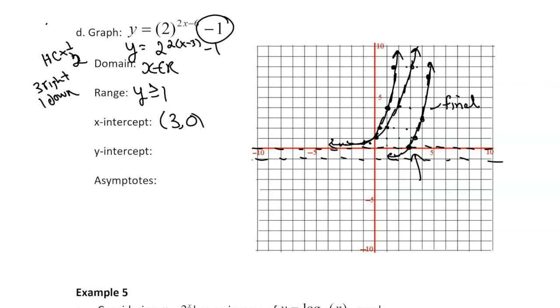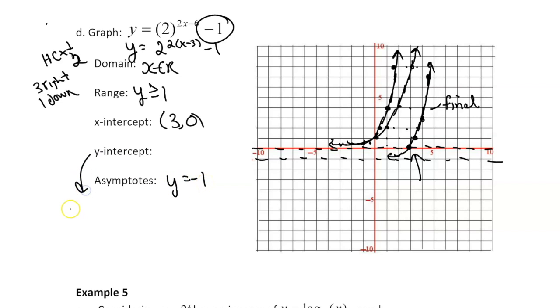It's right there. Now, if you subbed in 0 for y and you did the algebra around it, that would work out to 3. Feel free to work that out, but that's going to be just fine. The y-intercept, let's save that for last. The asymptote can be at y equals -1.